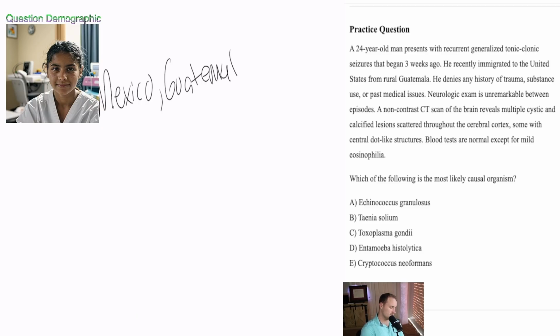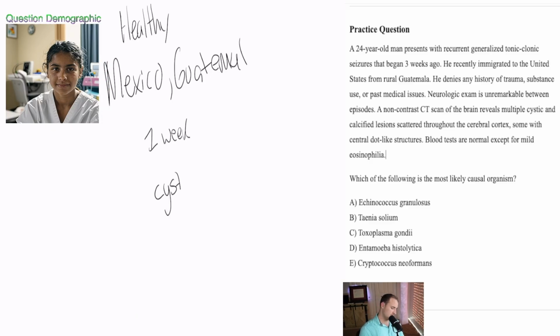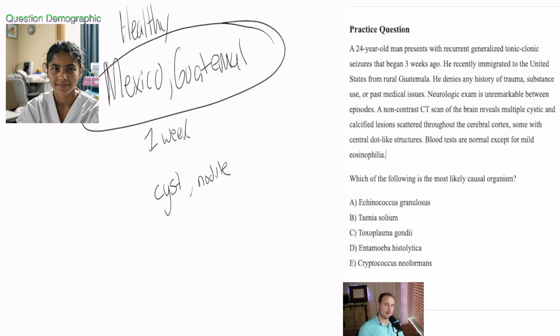They're an immigrant essentially. And then out of the blue, they have some short amount of time where they start to get seizures. And then the CT of the brain shows multiple calcified nodules and also some cysts. So cyst and nodule. Everything else is pretty normal. So it's really that multiple cystic and calcified brain lesions in somebody from Latin America that tells you it's neurocysticercosis. So watch out for that dot sign.